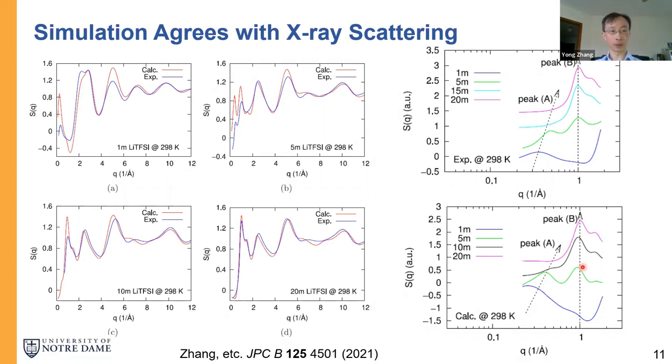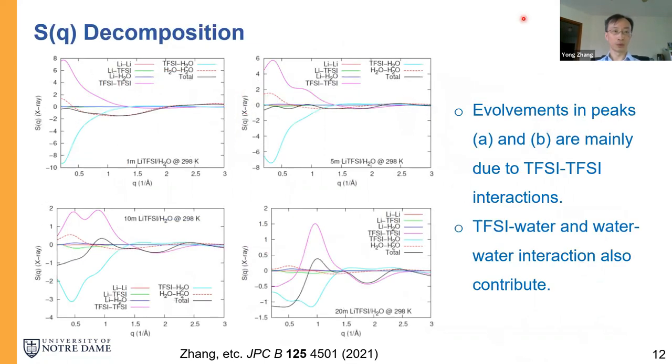From our simulation, we can look into more detail. For example, we can decompose the overall S(Q) into different contributions. Here I show in black the total structure factor, which was shown in the last slide, and then all the different contributions. From this decomposition, we can see this purple line, the TFSI-TFSI contribution, follows the overall S(Q) very well. For example, at low Q and low concentration, there's one peak at low Q, and there's nothing at one. With increasing concentration, this first signal's intensity decreases, and the second peak starts to show up. At higher concentration, they are about equal heights. Finally, at a very high concentration, there's only one peak, at the peak B position, and nothing here.